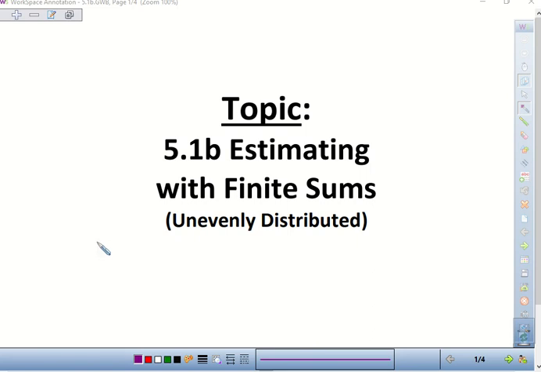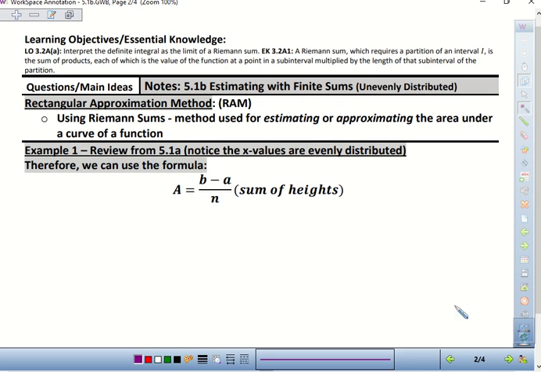Okay, so today we're going to be doing 5.1b, which is estimating with finite sums. And some of these are unevenly distributed, so we'll talk about how that differs from what you learned about yesterday. Hi, Kashi. So, we know that when we have a situation where we have even distribution, we can use this formula to get the sum of the heights, or to get the area of the total space.